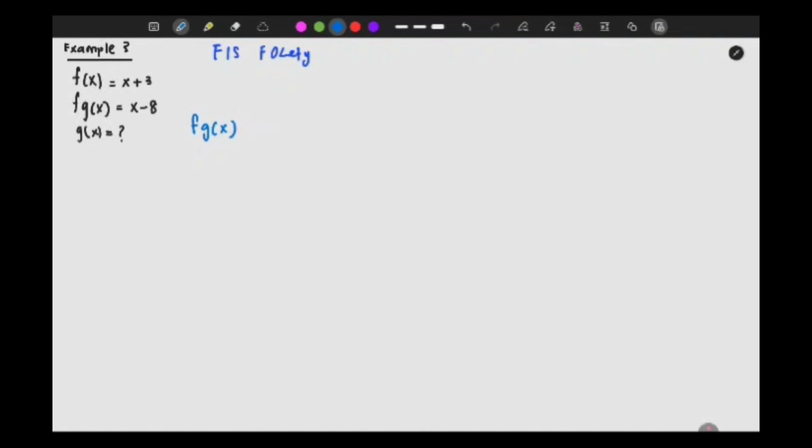And now, first thing first, you need to identify whether the function that you're going to find is inside or outside. This time the g which you're going to find is inside, so that means first function inside substitute.